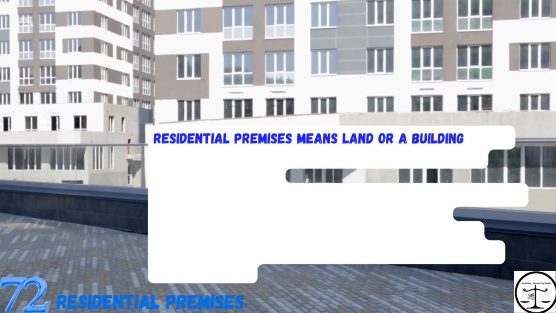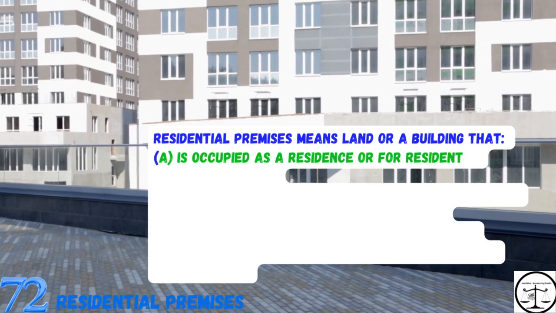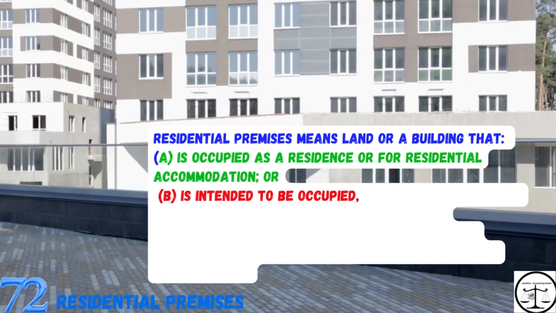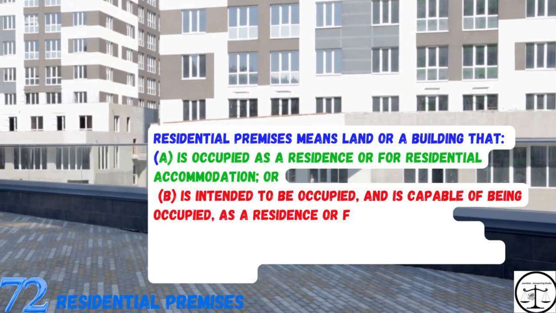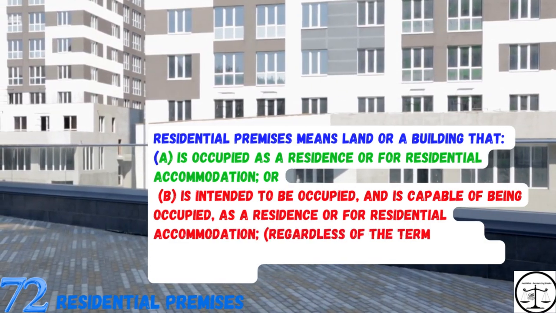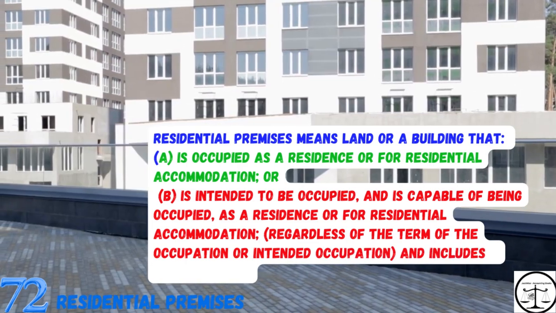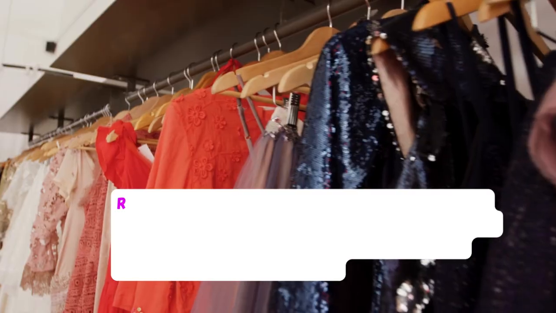Next word. Word number 72. Residential premises means land or a building that A. is occupied as a residence or for residential accommodation, or B. is intended to be occupied and is capable of being occupied as a residence or for residential accommodation, regardless of the term of the occupation or intended occupation, and includes a floating home.